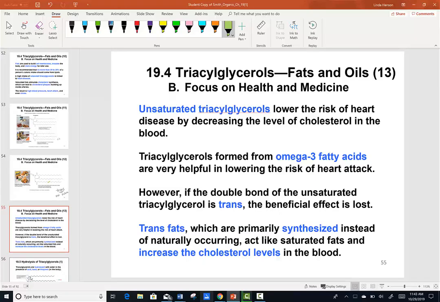It does so by decreasing the level of our cholesterol. They're formed from omega-3 fatty acids, which have proved to be very beneficial in lowering the risk of heart attack. Stay away from triacylglycerols with the trans configuration. Trans fat is usually synthesized instead of occurring in nature, and actually works to increase blood cholesterol levels.